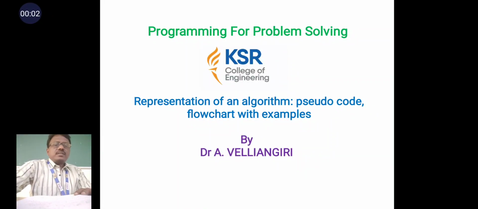Dear students, today's topic is representation of an algorithm, pseudocode, flowchart with examples.